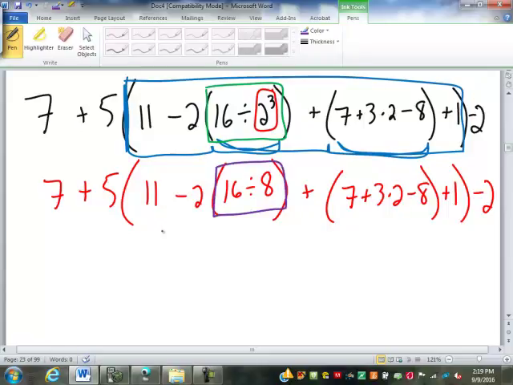Only one thing left to do there, which is 16 divided by 8, which gives us what? 2. So I erase the 16 divided by 8. I replace it with 2. Now, just like in the last problem, we've reduced what's inside that parentheses to a single number, so I can get rid of the parentheses. Parentheses don't imply any sort of operation, or don't require us to do anything, at least. So we don't have to do anything there, but we do have to put in front of the parentheses here, our multiplication.